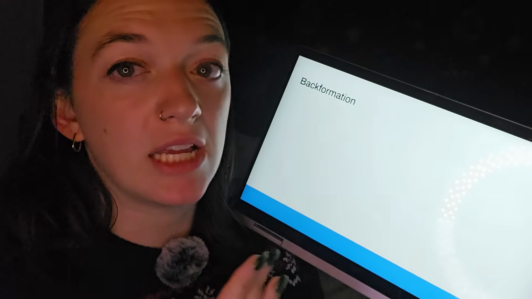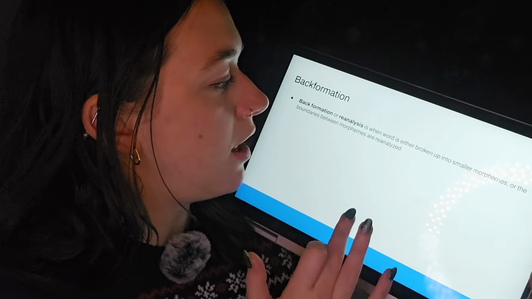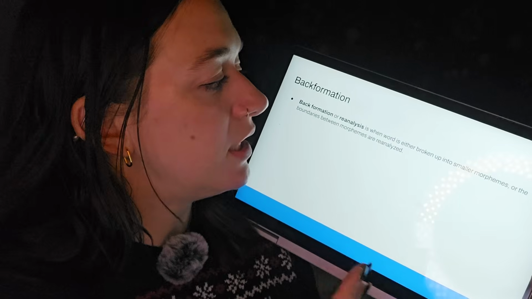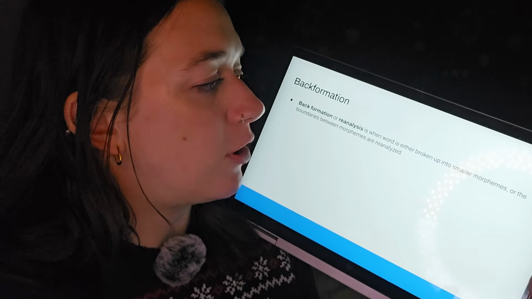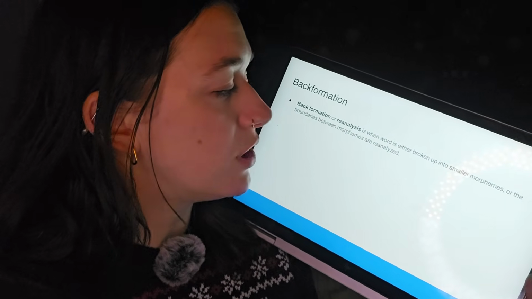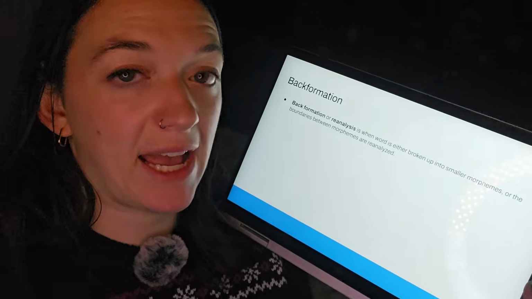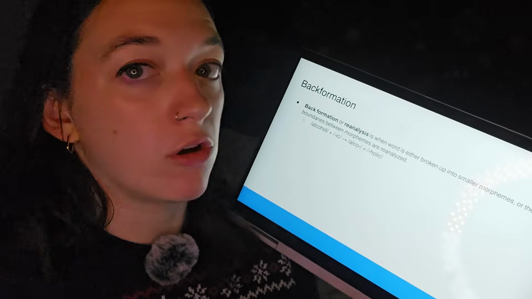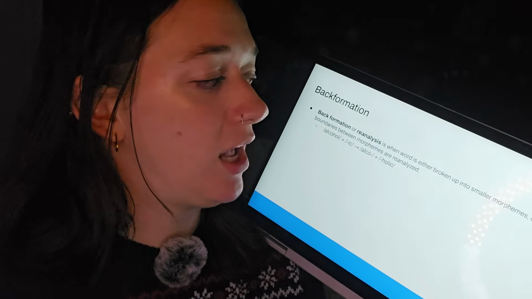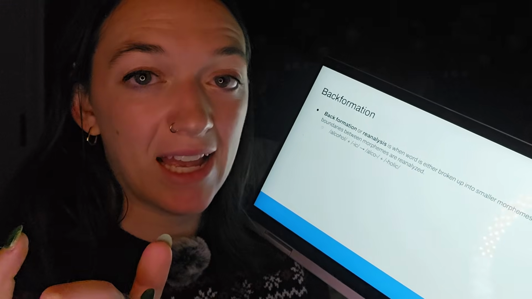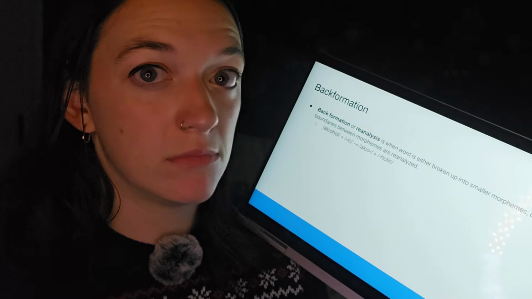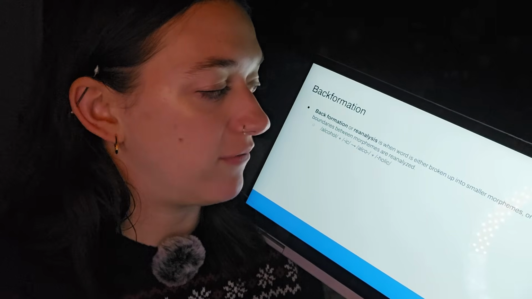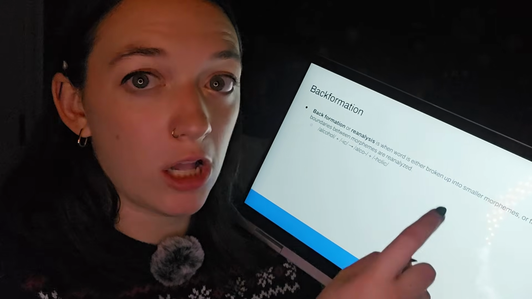Back formation is kind of similar, but back formation, also called reanalysis, is when a word is broken up into smaller morphemes or the boundaries between morphemes are reanalyzed. A good example of this is the word alcoholic, which comes from alcohol and ic, as in like being like something. But this got broken into 2 different morphemes, alco and holic.